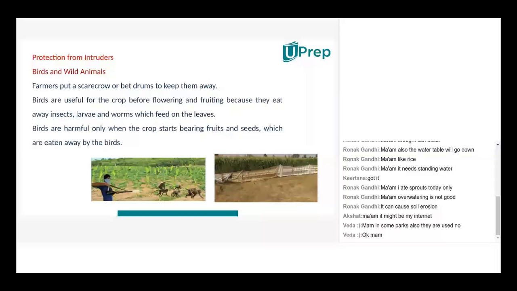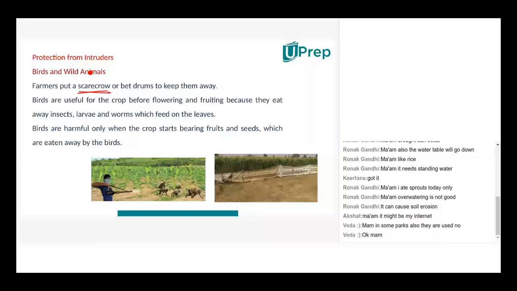Correct. So basically, there are various ways the birds can damage crops. The moment the fruits come up or the grains pop up, there would be birds in hordes, and aerially they would damage the crops. They would try and eat away the yield, right? So one of the best ways is to put scarecrows, right? What are scarecrows, Kavya?